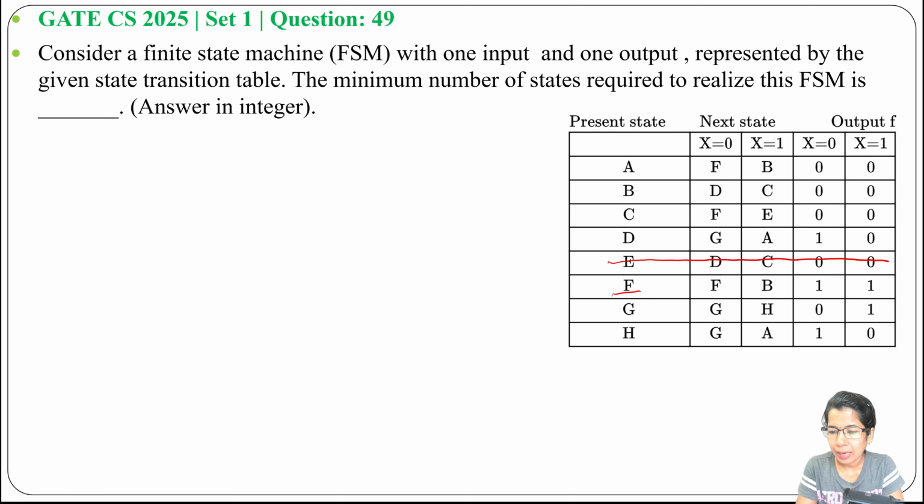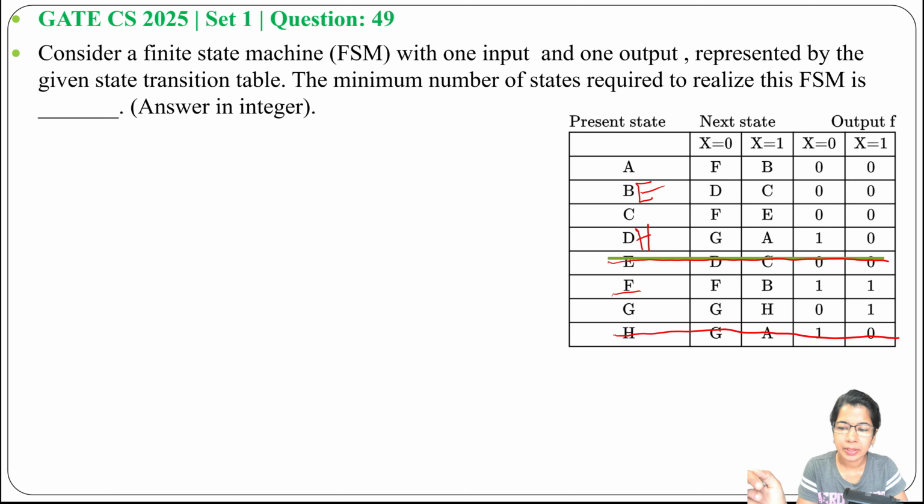Now C, F, E, 0, 0. Is there anything F, E, 0, 0? No. From D, G, A, 1, 0. G, A, 1, 0 from H by input 0 and 1. We can go to G, A and output will be 1 and 0. Hence we can merge H with D. Okay. Now from F, F, B, 1, 1. It's not same with anyone. From G, G, H, 0, 1. So we remove two duplicate states, E and H.